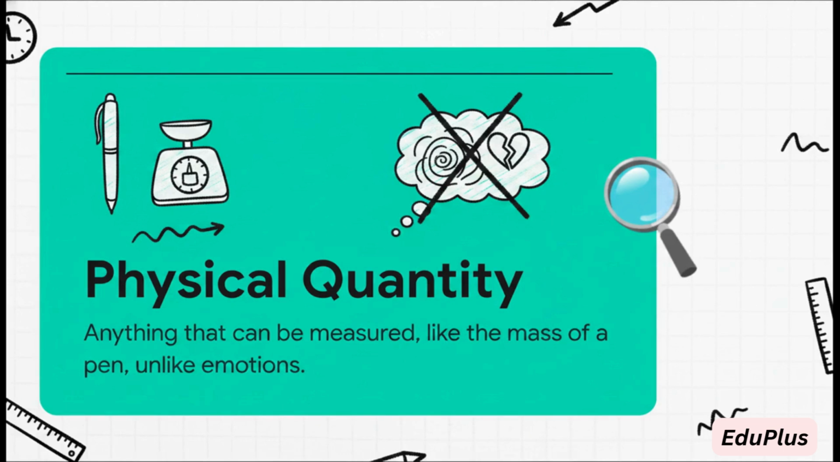But what about human feelings? You can't exactly say, I feel 10 kilograms of love for you, or I have 40 kilos of anger. Emotions just cannot be measured on a scale, so they aren't physical quantities. Physics only deals with what can be concretely measured.